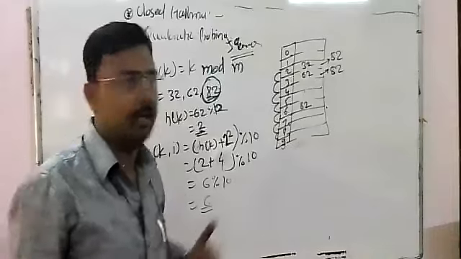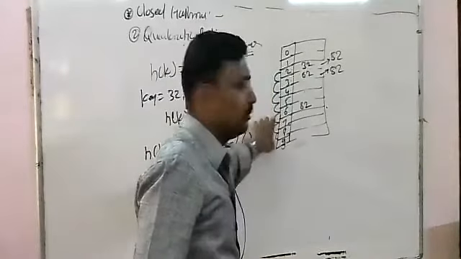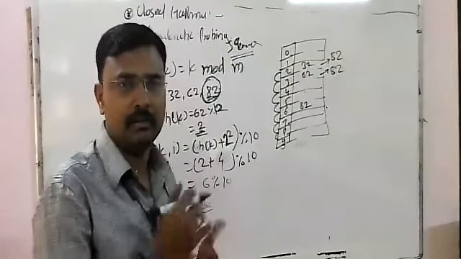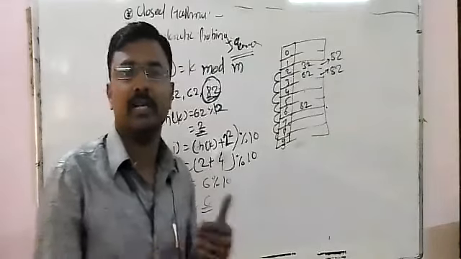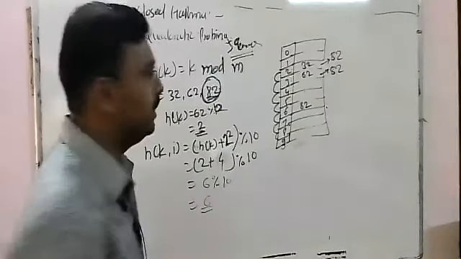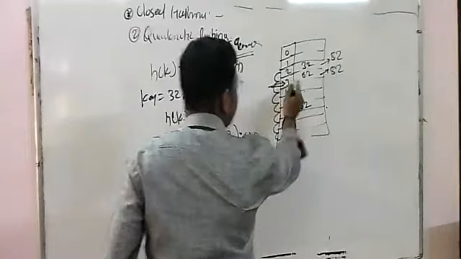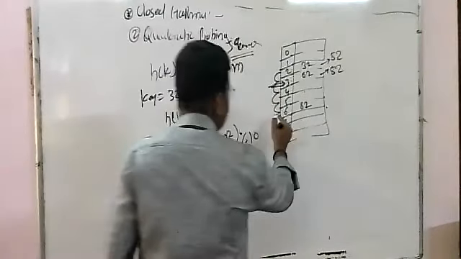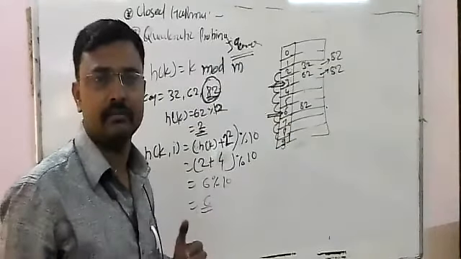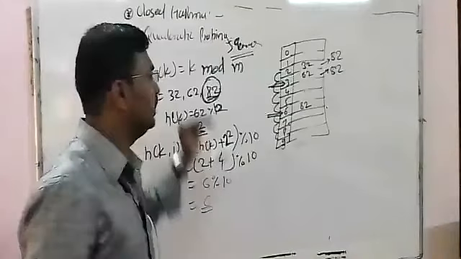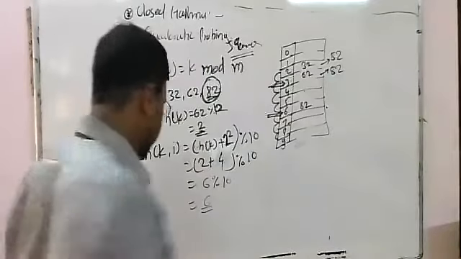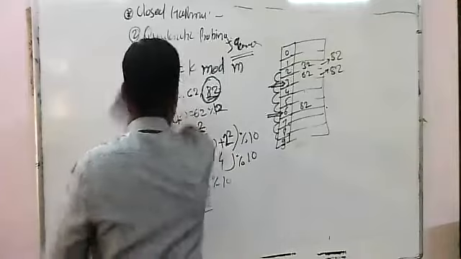In linear probing, your elements are stored in the next location, the next location, the next location. This is linear probing. But in quadratic probing, your elements are stored by means of some distance. For example, the second element is stored at 3. The next element is stored directly at index 6. There is some gap between these two indexes. So this is nothing but quadratic probing. Then next is double hashing.